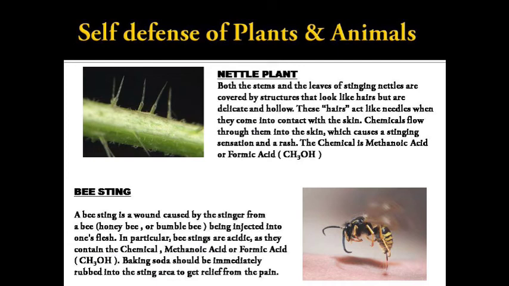Similarly, you might have observed a bee sting, that is a honey bee or a bumblebee, it's a wound caused by the stinger from any bee. Now, the sting being injected into one's flesh causes a burning sensation. Why does it cause a burning sensation? Because the sting itself contains methanoic or formic acid.